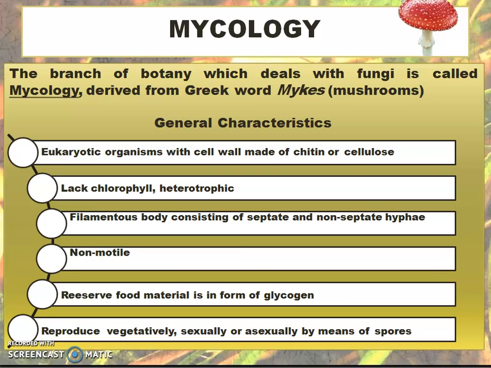So the general characteristics of fungi are that it is a eukaryotic organism. It has a cell wall which is made up of either chitin or cellulose, both of which are polysaccharides. It lacks chlorophyll, hence it has a heterotrophic mode of nutrition. It has a filamentous body, and this filamentous body may be divided into compartments, then it is called septate. If it is not divided into compartments, it is called non-septate. That filamentous body, long, slender and thin, is called hypha. It is non-motile, it cannot move. Its reserve material is in the form of glycogen, and it can reproduce sexually, asexually, and vegetatively.